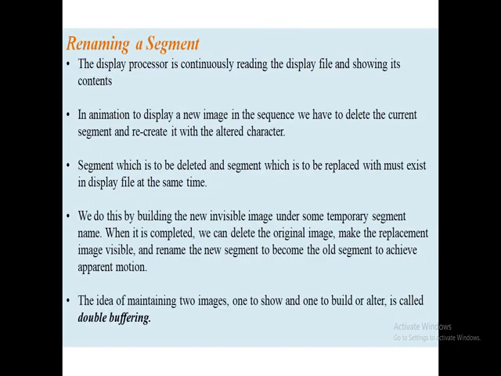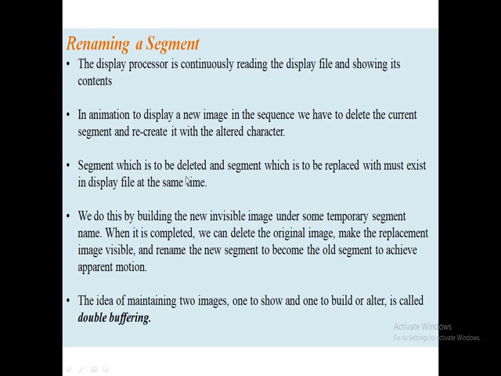Now next is renaming a segment. This is the last operation, and it finds peculiar applications in animation. The display processor is continuously reading the display file and showing its contents. They are continuously being displayed on the display devices. In animation, to display a new image in the sequence, we have to delete the current segment and recreate it with an altered character. Maybe the character size has increased, maybe it has translated, rotated, something has happened. So we have to recreate it with the altered character.